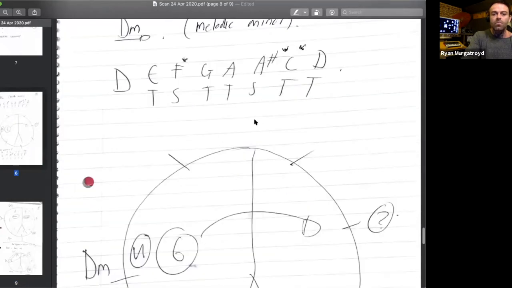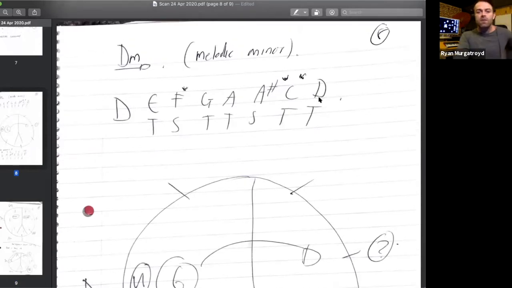Cool. So here I am. I've used the pattern order TSTT to calculate the series of related notes. And that gives me D, E, F, G, A sharp, C, and D. Interesting to note that D minor's scale, and again, this is melodic minor, is actually simpler to play than C minor scale. It's only got 1 sharp note in it, okay?